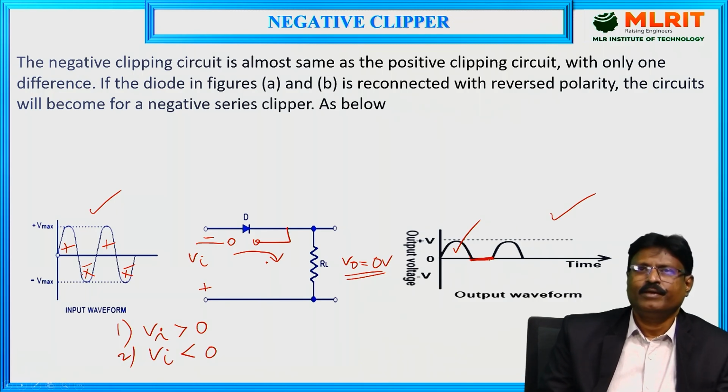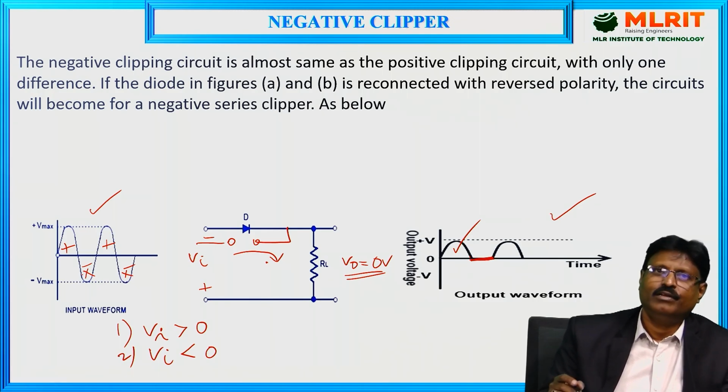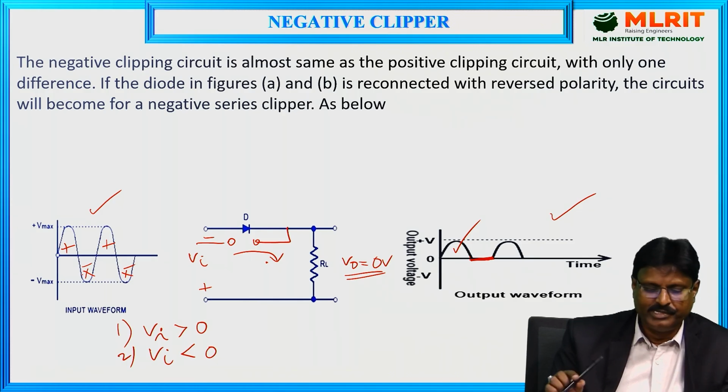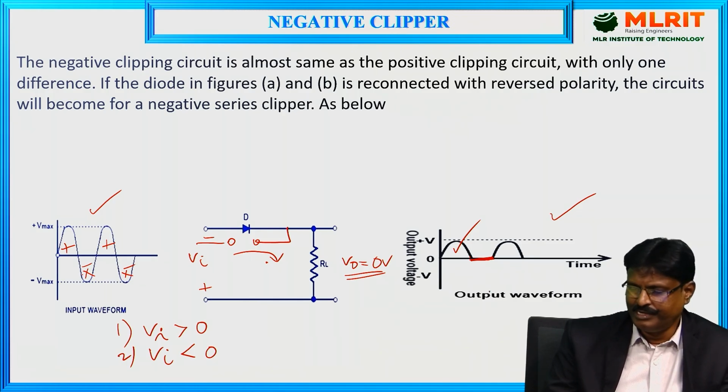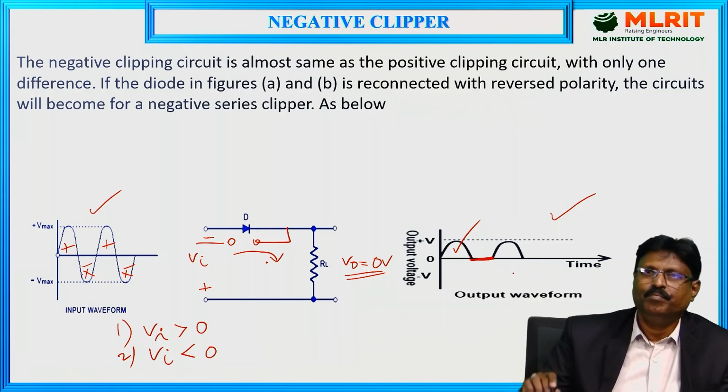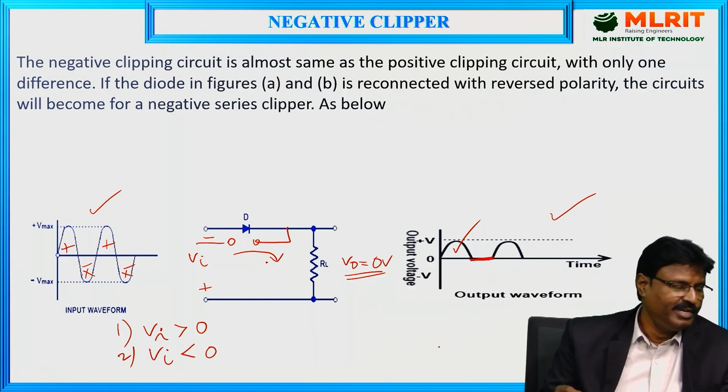And the next cycle will be repeated. The same operation will happen. So finally we can see that the negative peaks are clipped here. That's why it is called a negative clipper.